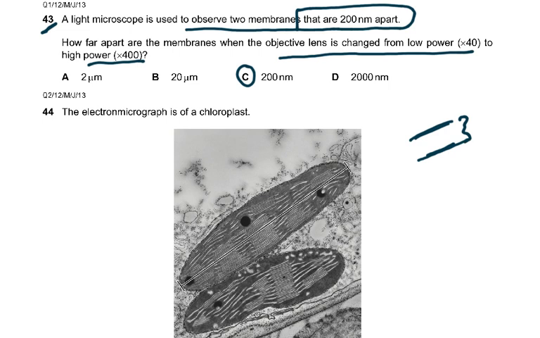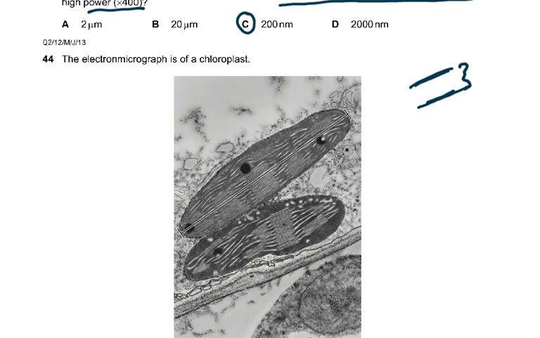But of course, they're not saying how the image would change. They're saying how far apart are the membranes when the objective lens is changed. Well, they are actually 200 nanometers, but now you've magnified it so many times. It's a sort of a trick question. I don't like these sort of questions because I don't think they check biology. They check more your English.